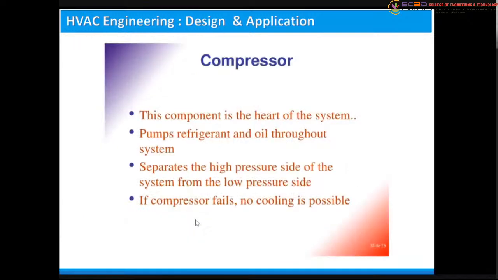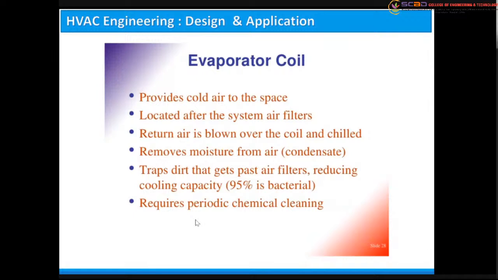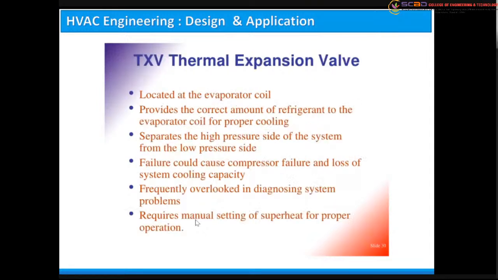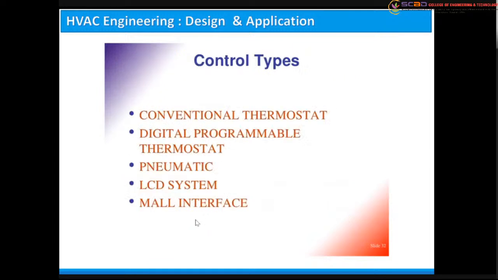The compressor is a basic component, the heart of the system. It pumps refrigerant oil throughout the system and separates the high pressure side of the system from the low pressure side. If the compressor fails, no cooling is possible. The condenser gets rid of the heat in the system. The evaporator provides cold air to the space. The evaporator fan motor is located behind the condenser coil. The thermal expansion valve is located at the evaporator coil. The evaporator blower assembly is the full assembly that is there.